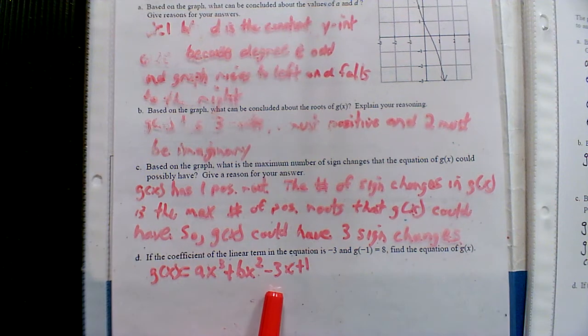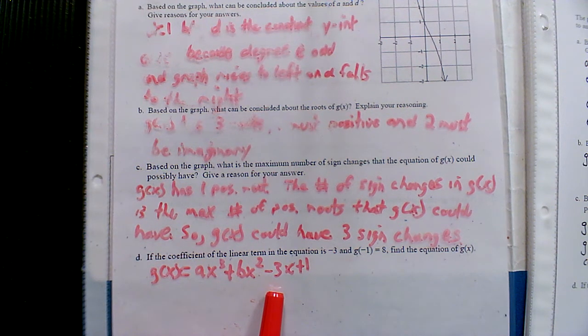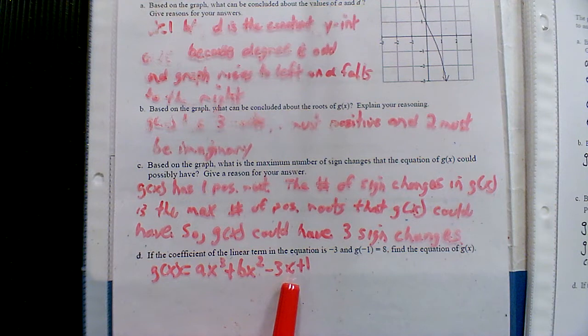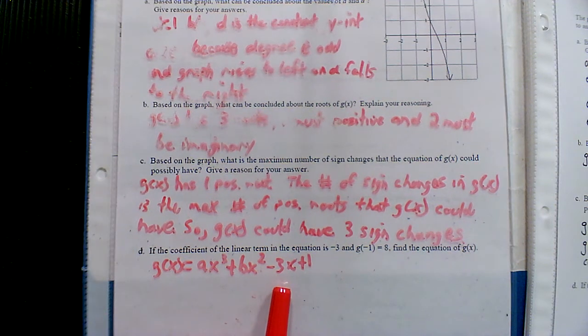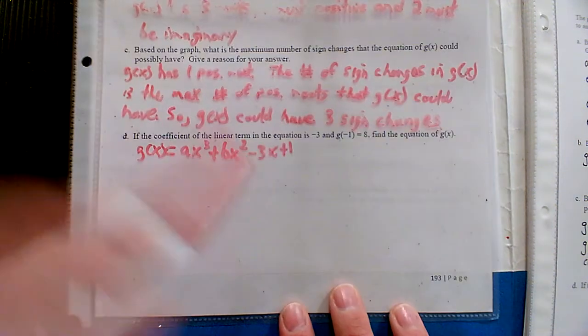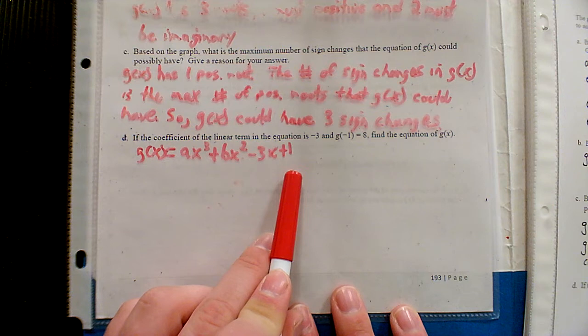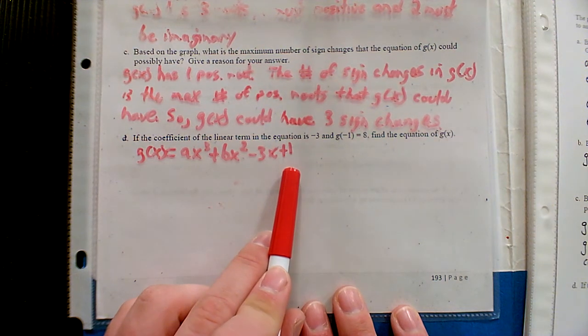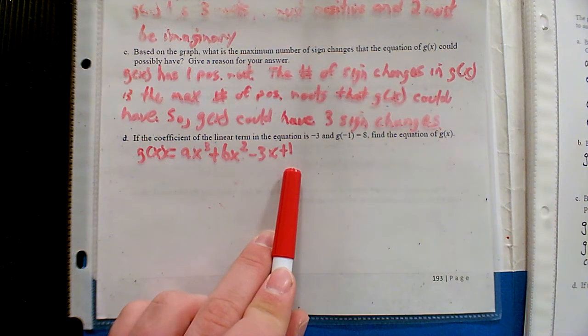So they told us we have a -3 in front of the linear term. Well, x is linear, so the -3 goes in front of the linear term. And we already know from up above, we found out that the d was 1. That was from the picture on the graph, that was the y-intercept.